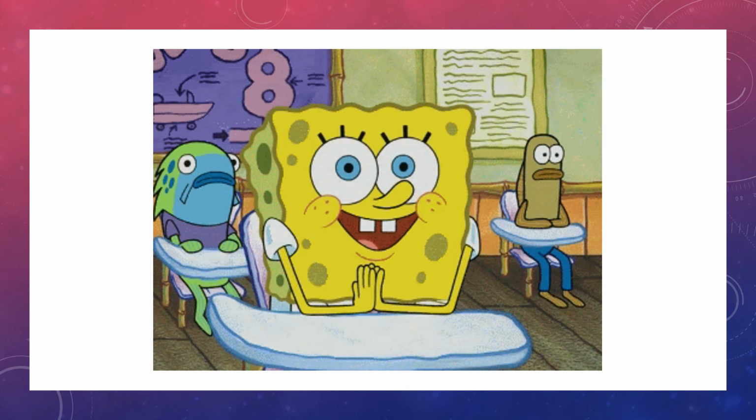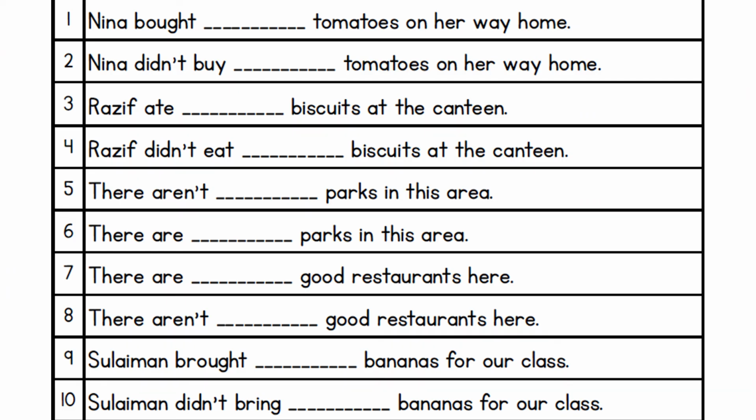Okay, let's discuss your answers. Get ready with your red pen. Alright, number 1. Nina bought some tomatoes on her way home. If you got that correct, please put a tick on your handout. Number 2. Nina didn't buy any tomatoes on her way home.